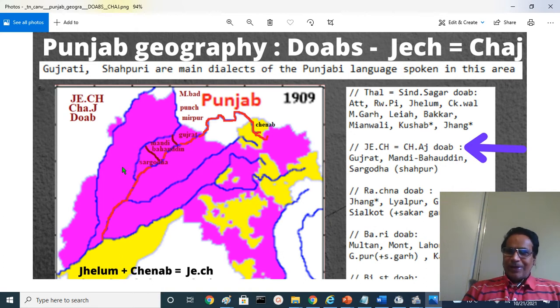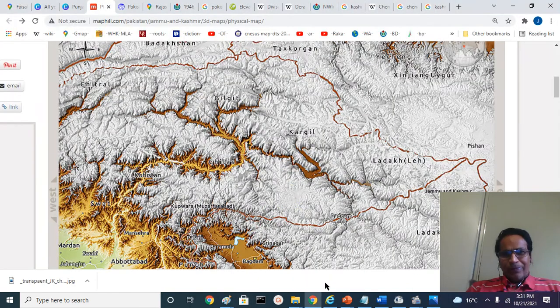The historic Shahpur district south of Salt Range, this side will have Khushab south of Salt Range, so that is in the Thal region here, or Sindh Sagar Doab here, which I covered in the other presentation. So we have three districts in the Chaj Doab or Jech Doab: Gujrat district, Mandi Bahauddin district, Sargodha district, between the Jhelum and Chenab rivers. And let's go on to look at the rivers in the actual map.